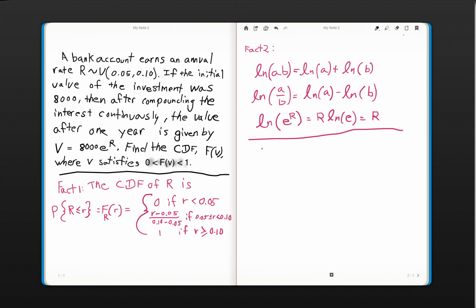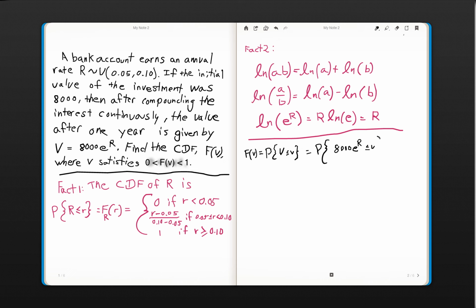We'll just apply the definition here. F of V is equal to the probability that V is less than or equal to some little v. This is precisely what we're looking for, the CDF of V. Now you follow standard steps and just substitute for V here. So this becomes the probability that 8,000 e to the R is less than or equal to little v.